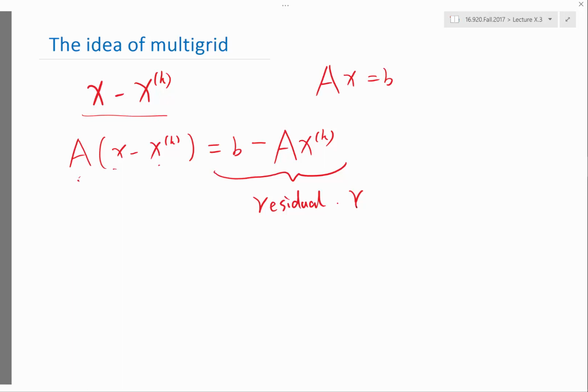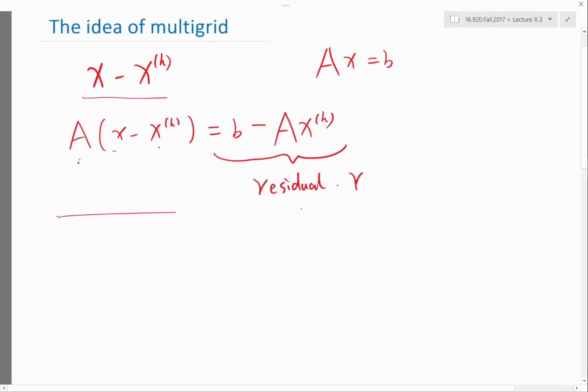And usually the residual is a measure of how much the iterative method has converged. If it converged to, let's say, machine precision, the residual is like 10 to the minus 18, right? If you converge to, say, 10 to the minus 5, that usually means your residual is on the order of 10 to the minus 5. Okay, so this is the residual.